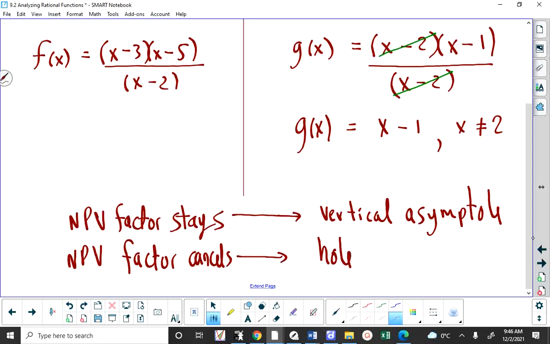Does that make sense? I'm not asking if it makes sense as to why that happens. I'm asking if it's clear what I'm saying now. Okay.